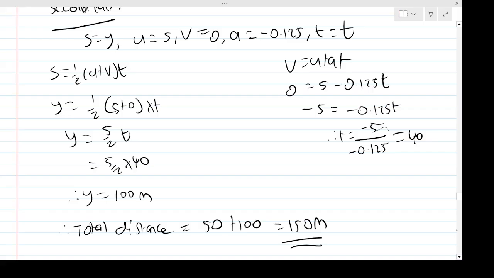Cool. So it's not uncommon where you might need to split up a certain journey into different parts like that. But there we are.